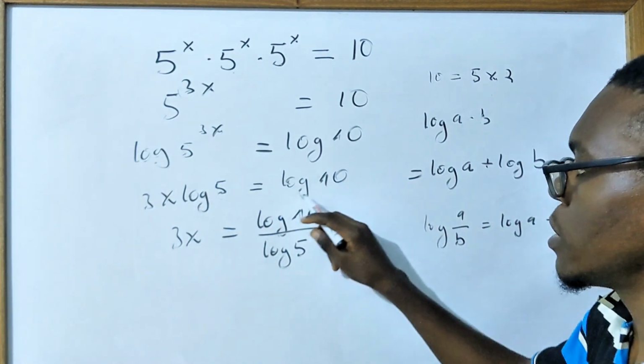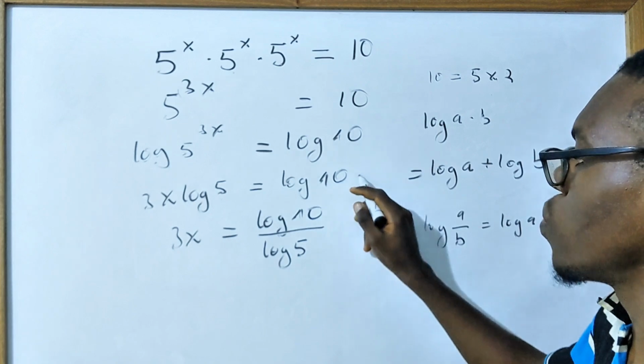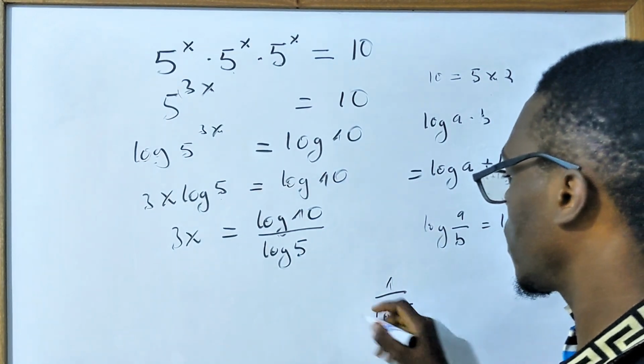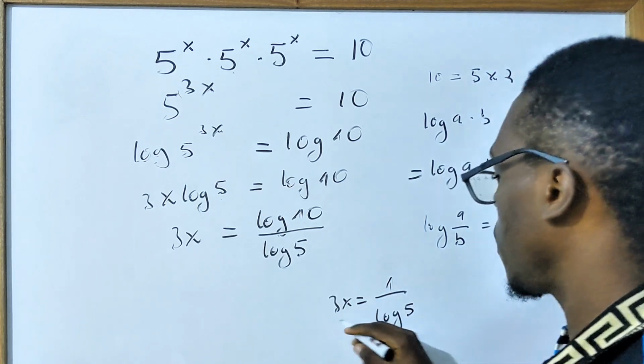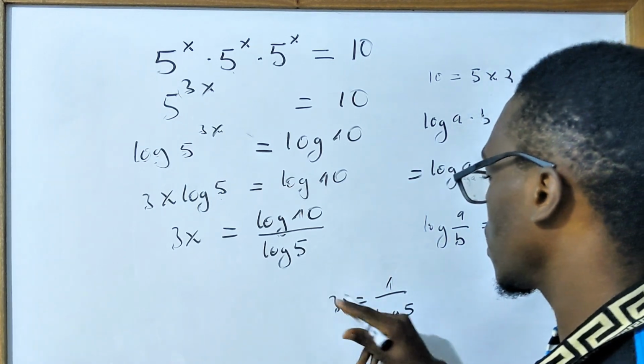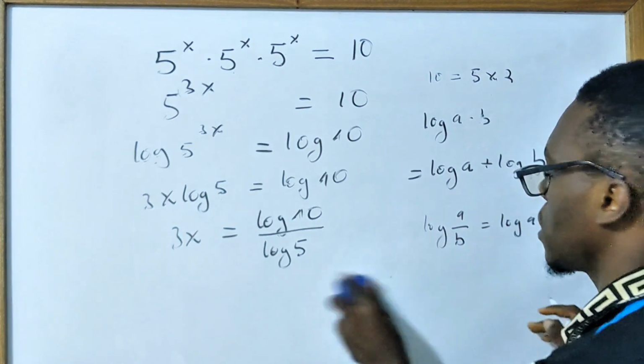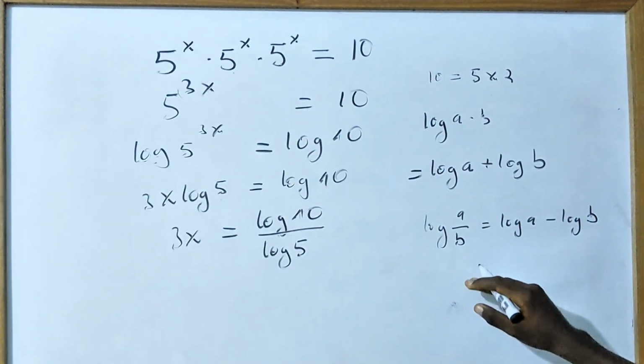You could just end here by saying log 10 is equal to 1, hence we have 1 all over log 5 is equal to 3x. We divide all through by 3, then our answer will be x equals 1 over 3 log 5. You could have something like this as the answer, but let's do it the long way.